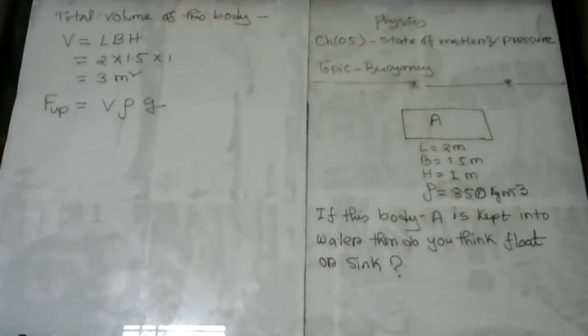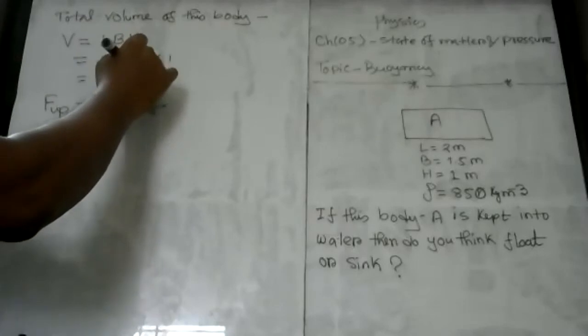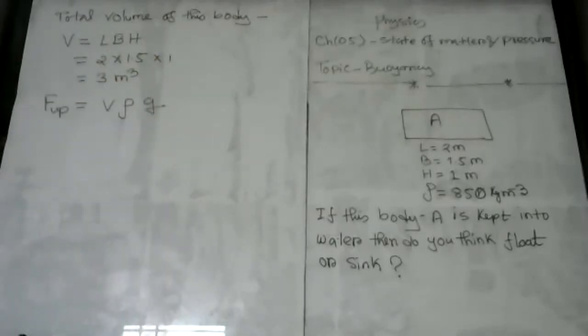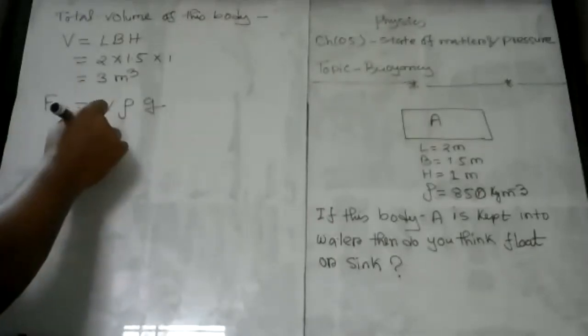My dear student, is this point clear to you or not? Sir, the unit of volume will be meter cube, not meter square. Meter cube, exactly. Good, very good. Okay. Is this point clear to you, my dear student? Yes, sir. Okay. So here V equal to 3 meter cube.